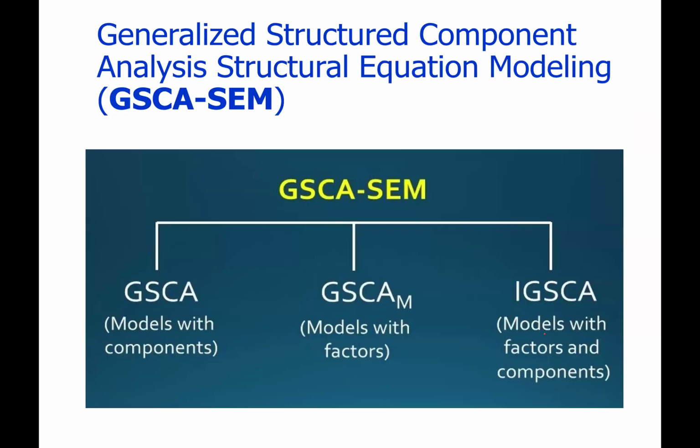And now we have GSA-SEM. GSA-SEM is an umbrella term that actually represents these three methods at the same time. In other words, this GSA-SEM can be used for estimating models with components by using GSCA, or models with factors by using GSCA-M, or this hybrid model with both factors and components by the IGSCA. So this is the main topic of today's workshop, and that is some conceptual underpinnings of what GSA-SEM is about.